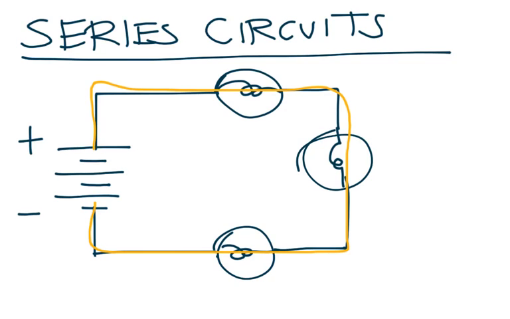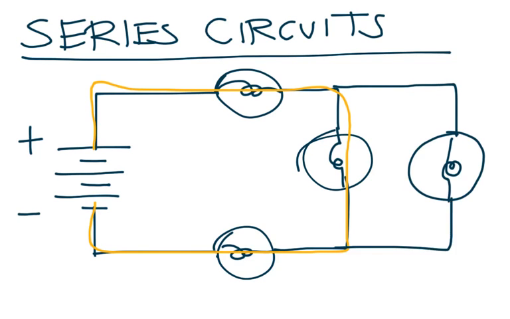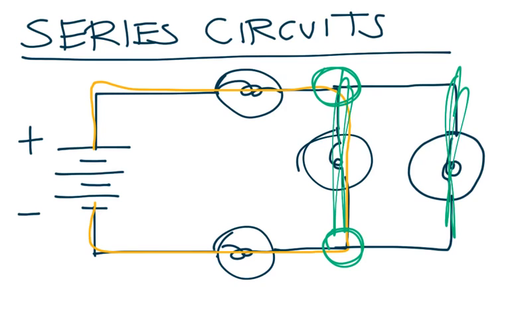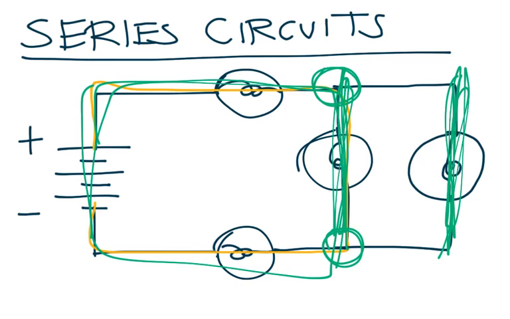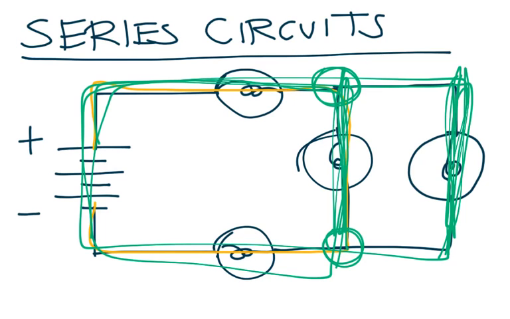There are no branches. What do I mean by a branch? If I had instead a wire going like this with another bulb over here, then this thing right here is called a junction, there and there. And this bulb right here and this bulb right here are parallel to each other, parallel lines. So that's called a parallel circuit. But the point is, in a series circuit, here's one path. Here, there are two possible paths. I could go this way, or I could go this way. That's more than one path. In a series circuit, you only have one path.